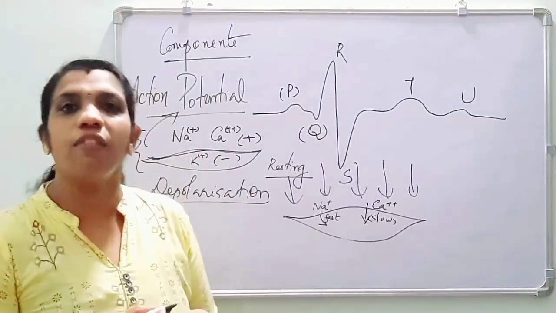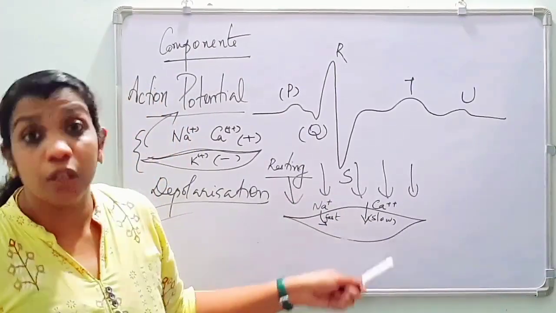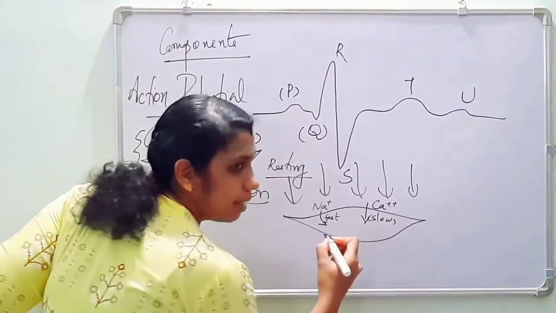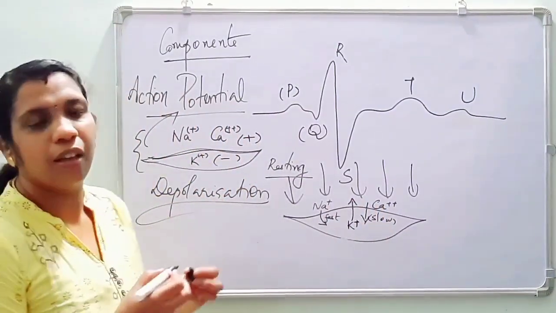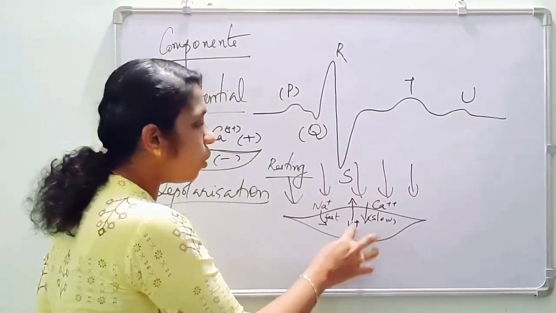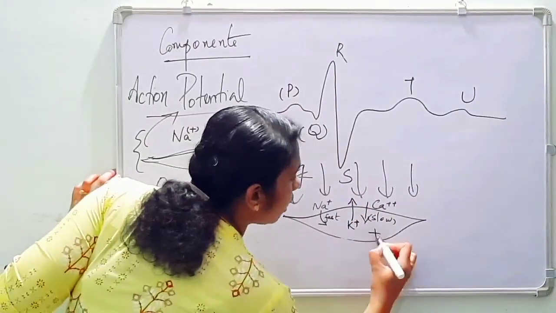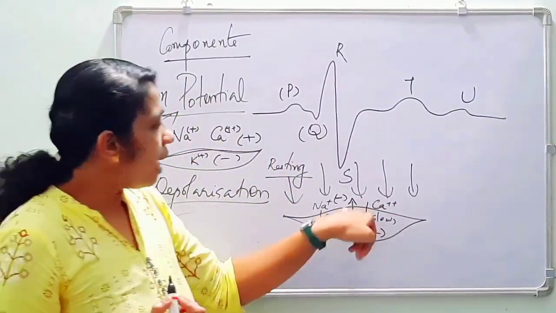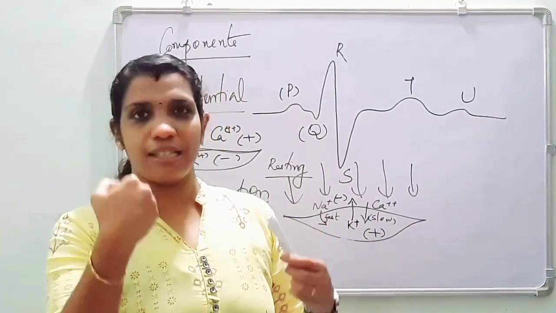When there is excitation or a stimulus, sodium will be moving inside through the fast channel and calcium will be moving through the slow channel. You understand? And there is potassium inside, is it not? So potassium will be moving outside the membrane. So there is an interchange of these ions, and sodium will be moving inside. So there will be positive charge inside and negative charge outside. Understand? The charges are interchanged outside and inside the membrane.